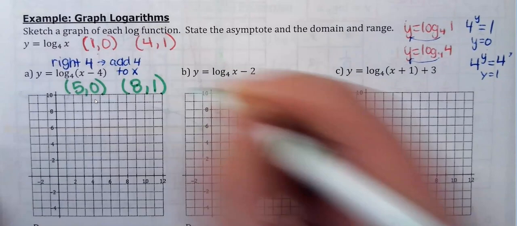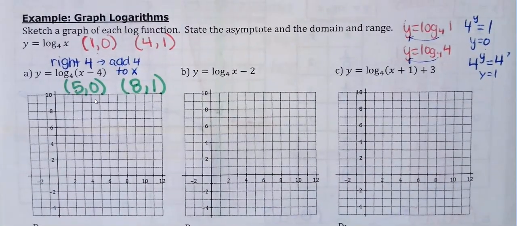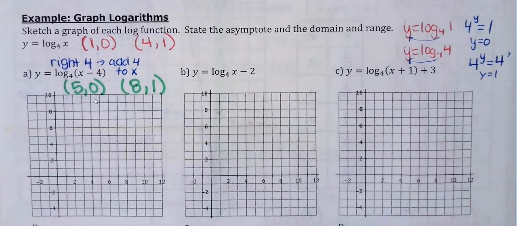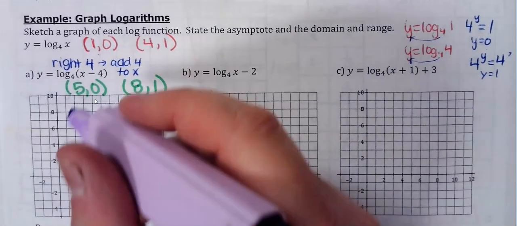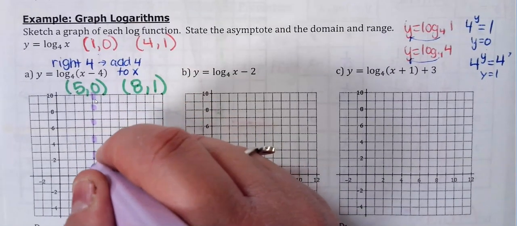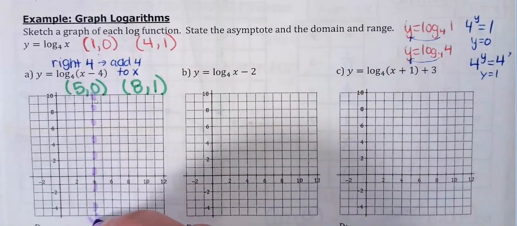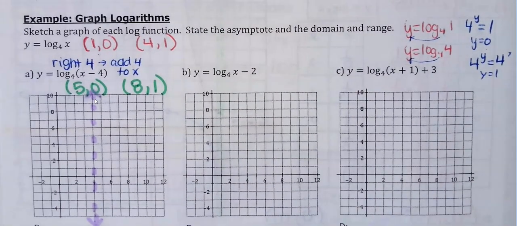There's no shift up or down. So I'm just taking those 2 points. If we're going to the right 4, we're just going to add 4 to the x. Left and right, you're going to affect the x. Up and down, you're going to affect the y. Okay, now that 4 is going to affect your asymptote. So as I'm adding 4, I'm going to have a vertical line at 4. So that's x equals 4. And then those 2 points should be on the right side of that if I did that correctly.